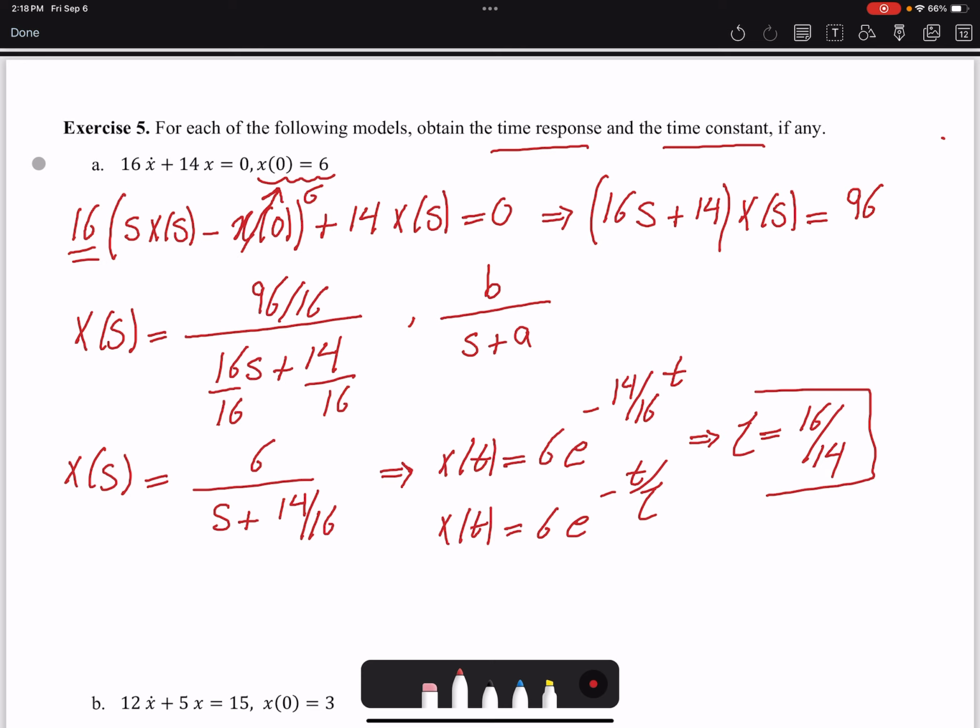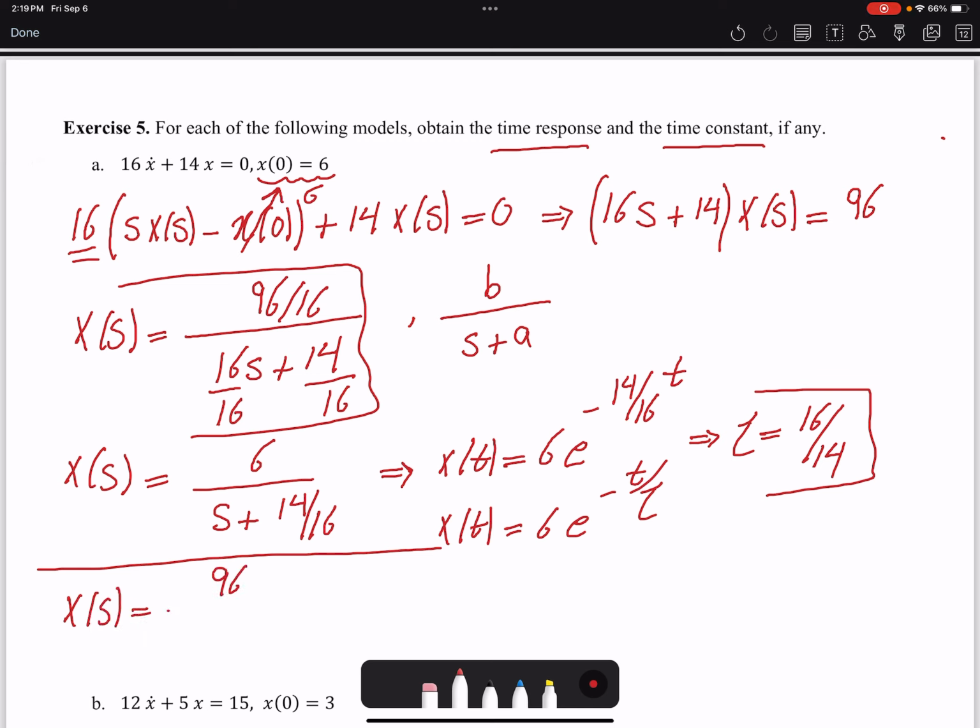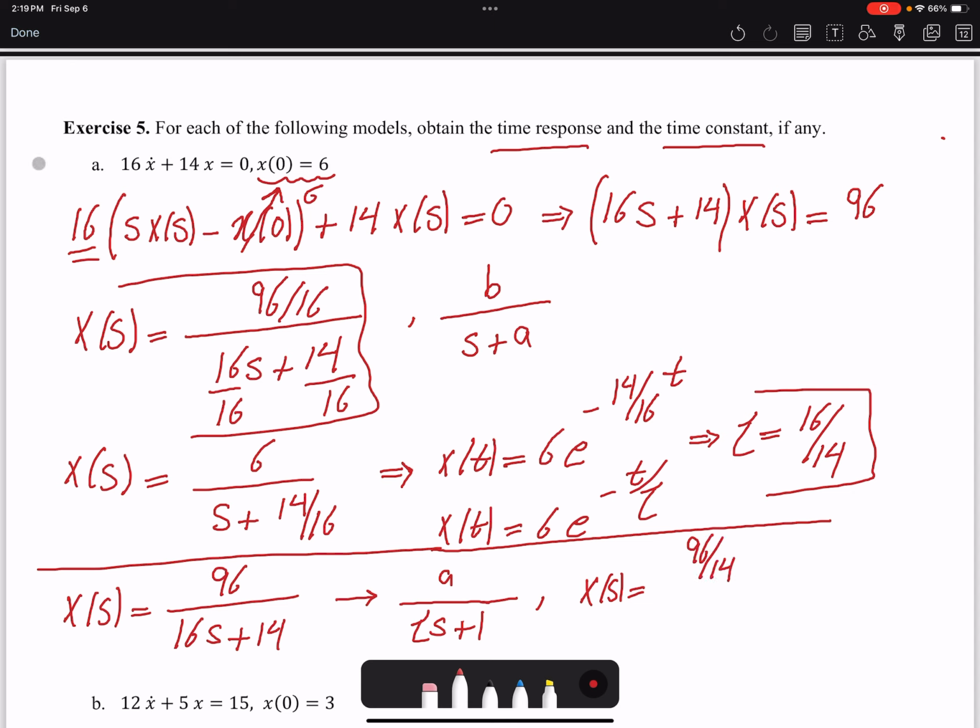If we were only interested in the time constant, when we found our fraction here, let me rewrite the fraction so it would be cleaner: 96 over (16s + 14). I could have converted it into the typical first order format, which is tau s plus 1, which means dividing everything by 14. In that case, X(s) would have been 96 divided by 14, over (16 divided by 14)s plus 1. And in that case, I could have directly found the time constant, 16 over 14. Either way, I would get the same value for the time constant. But the problem also asks for the response of the system.